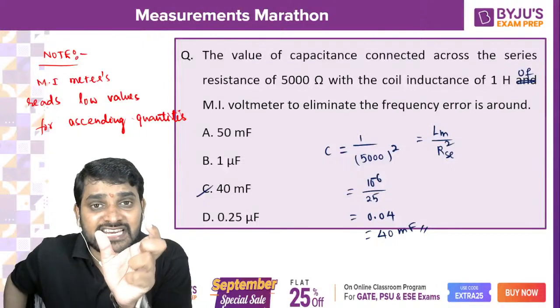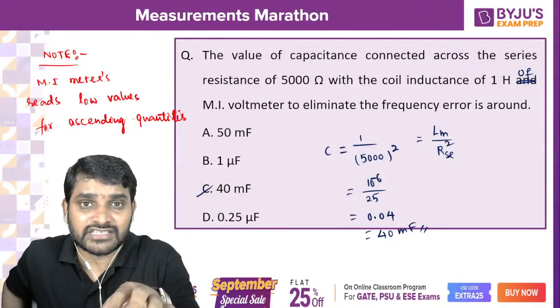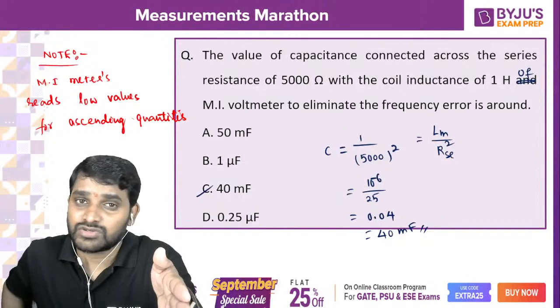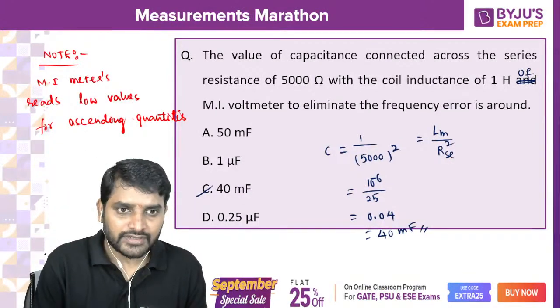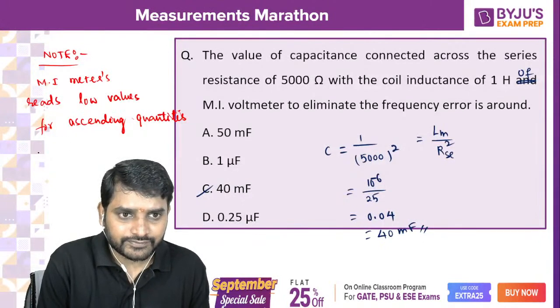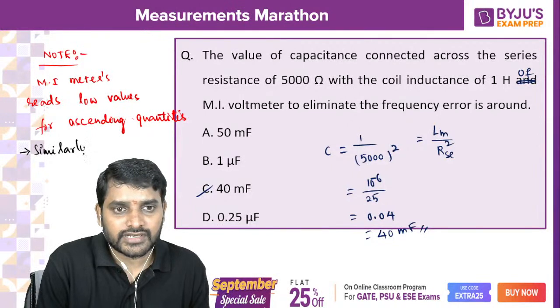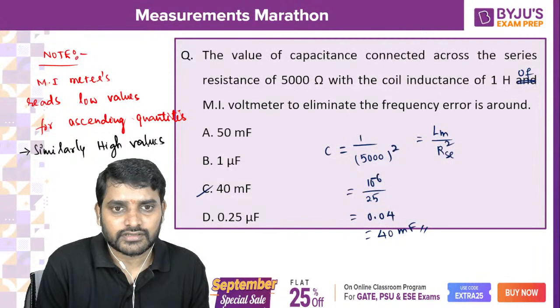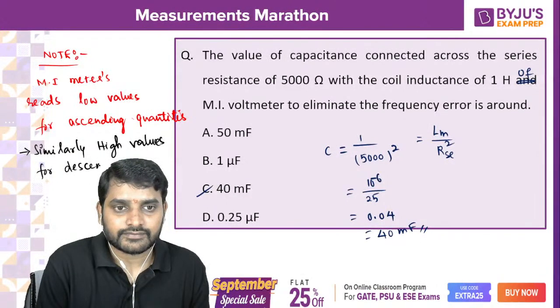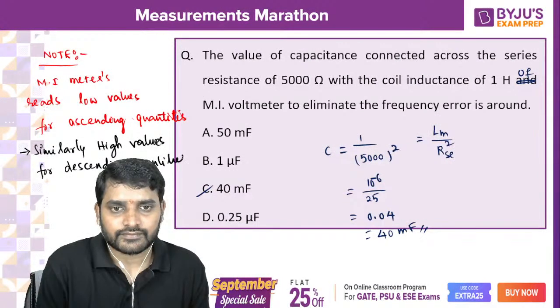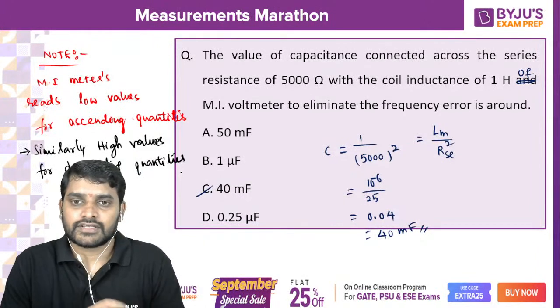Because the induced EMF across the coil is a main reason to give the deviations in the measurement. Okay, so this point you remember. Similarly, I am writing here: high values for descending quantities. All right. So this point you need to remember.